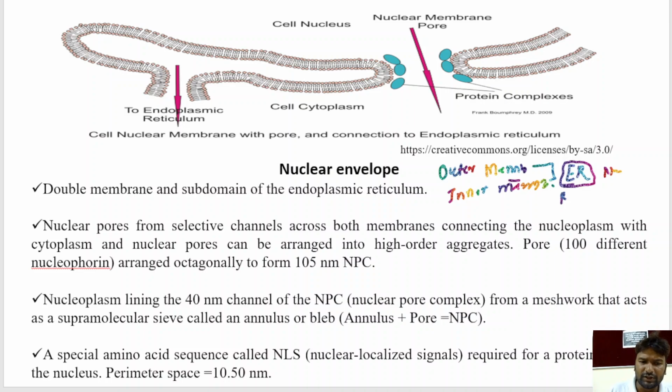Also, the nuclear pores form selective channels across both membranes, connecting the nucleoplasm with the cytoplasm. So friends, both the outer and inner membranes form a structure that is called the nuclear pore. So what is the size of this nuclear pore? It is near 105 nanometers.